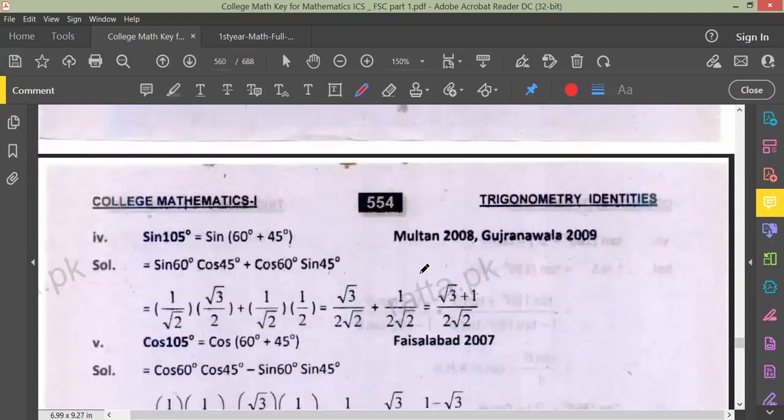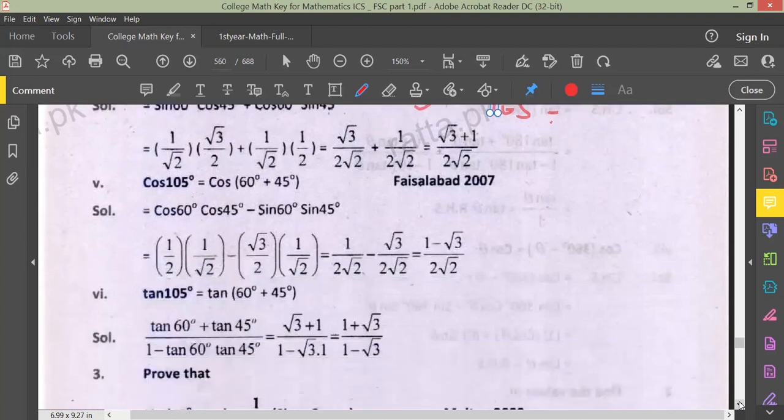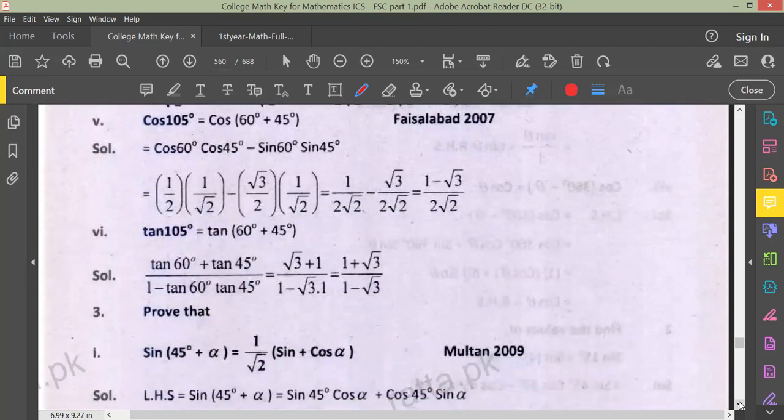Similarly, for the fourth part of the question, if 105 is written, you can break it as 60 plus 45. So after applying the formula, this will be equal to the final answer of the fourth part of question number two. And similarly, the fifth part of question number two will be the same as the fourth part.